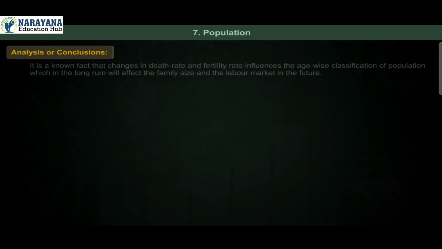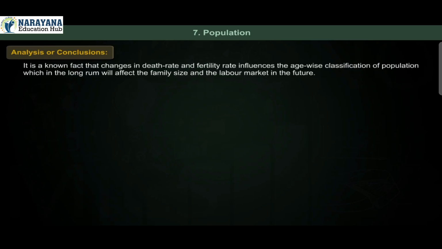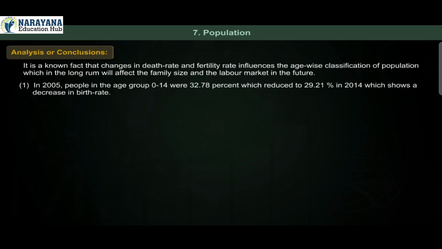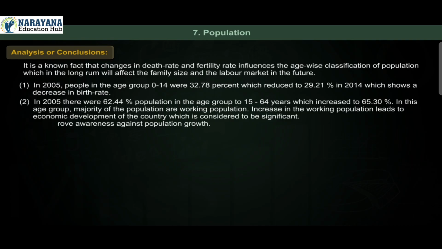Analysis and conclusion. It is a known fact that changes in death rate and fertility rate influence the age-wise classification of population, which in the long run will affect the family size and the labor market in the future. First, in 2005, people in the age group 0 to 14 were 32.78%, which reduced to 29.21% in 2014, which shows a decrease in birth rate. Second, in 2005, there was 62.44% population in the age group 15 to 64 years, which increased to 65.30%. In this age group, the majority of the population are working population. Increase in the working population leads to economic development of the country, which is considered to be significant.